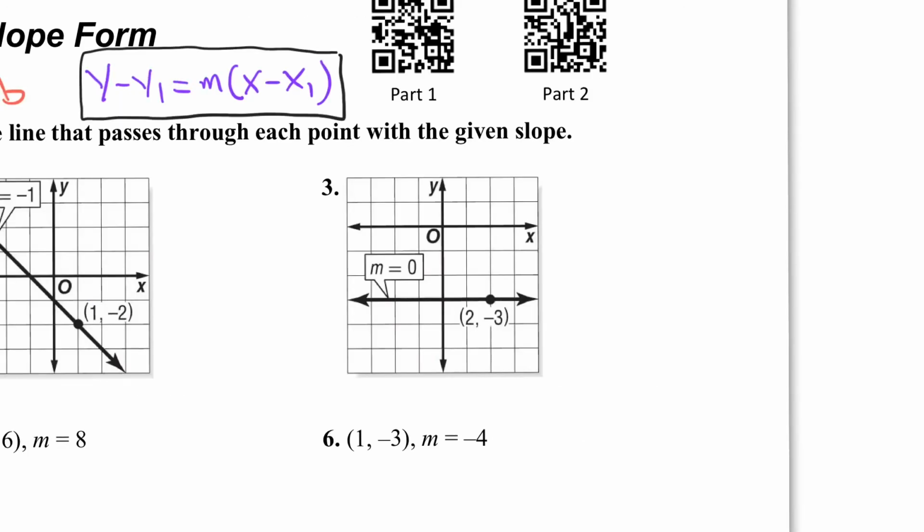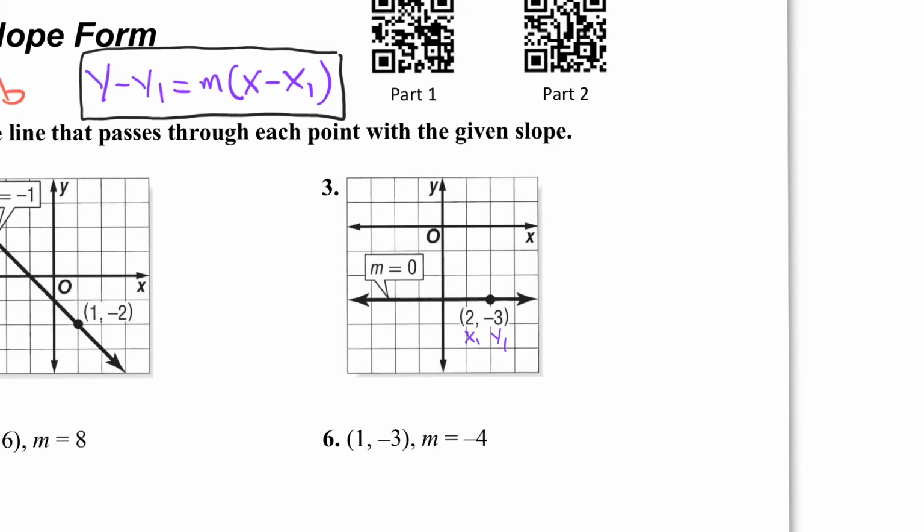Let me show you number 3 here. In number 3, you have the point (-2, -3), and you have the slope of 0. 0 is a number, so you're going to have to substitute a 0 into the m. Now, let me label x1, y1.